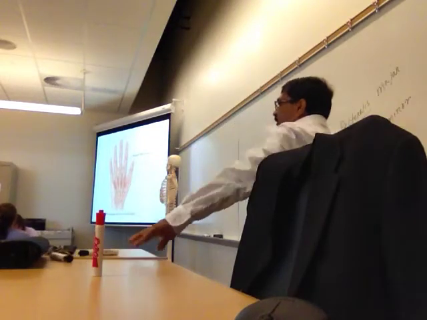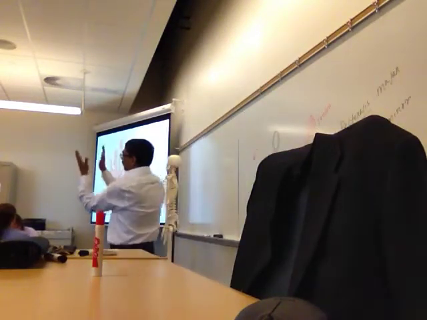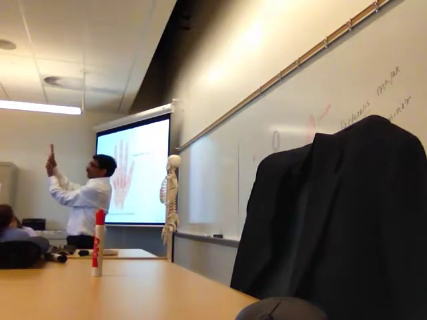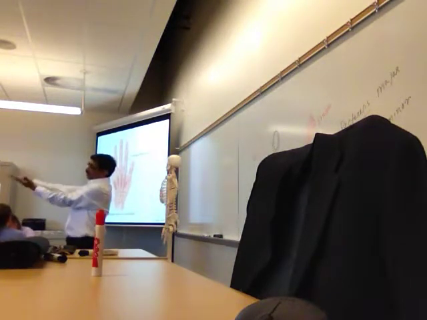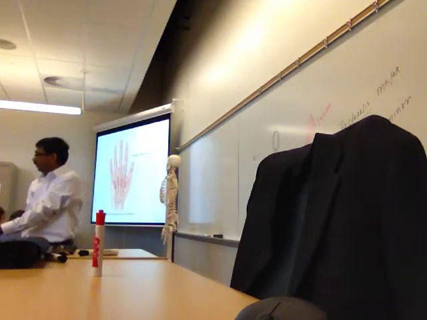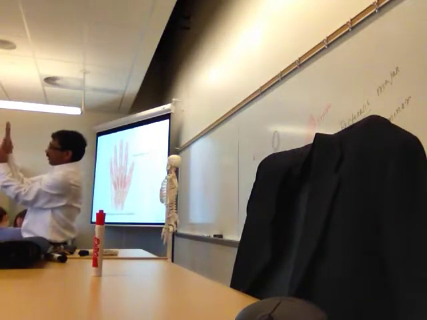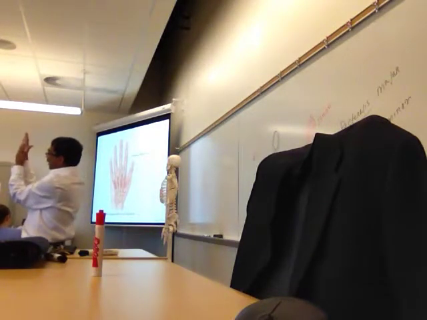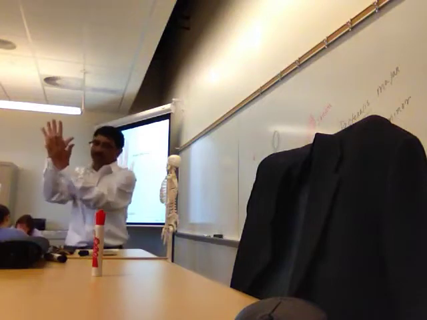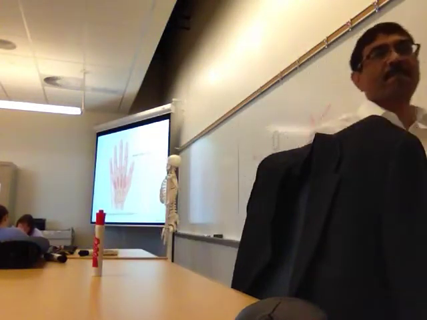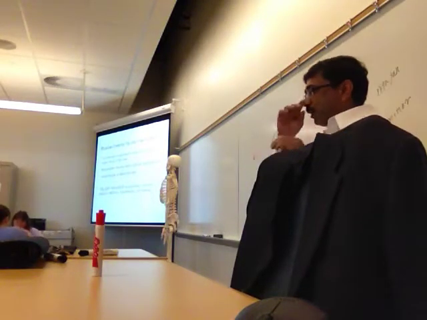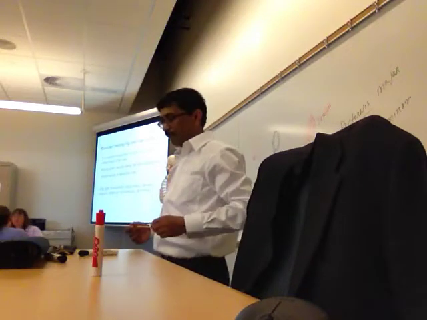Palmar and dorsal interossei. Why is one set called palmar? Because this is your hand, this is the palmar side, this is the dorsal. Dorsal means the back. So this is the anatomical position. So this is the back of your hand. So the dorsal set is the dorsal interossei, and palmar is in the front. Okay, so we are done with the upper limb muscles.